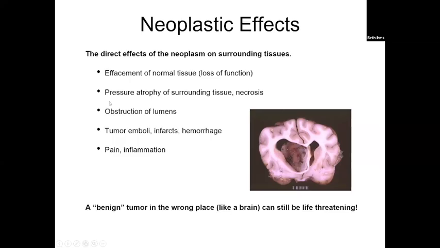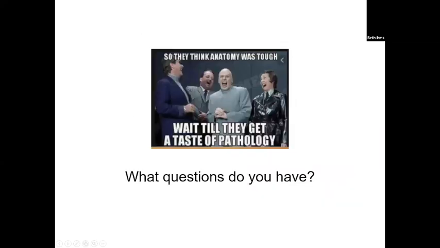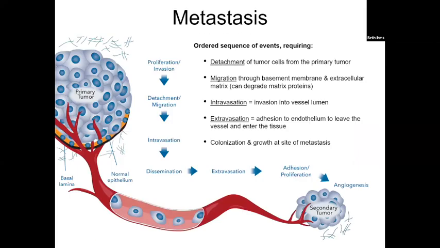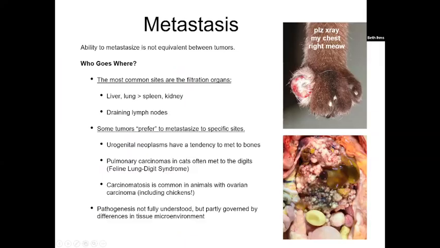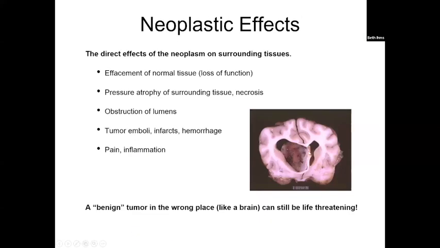If you're in a lumen, it can grow into a lumen, so that pheochromocytoma growing into this lumen of the vena cava, that can become obstructive. Here we have a large tumor growing into the third ventricle or the lateral ventricle of the brain that's causing pressure atrophy. It's causing obstruction of CSF outflow, and you're getting a little bit of hydrocephalus.